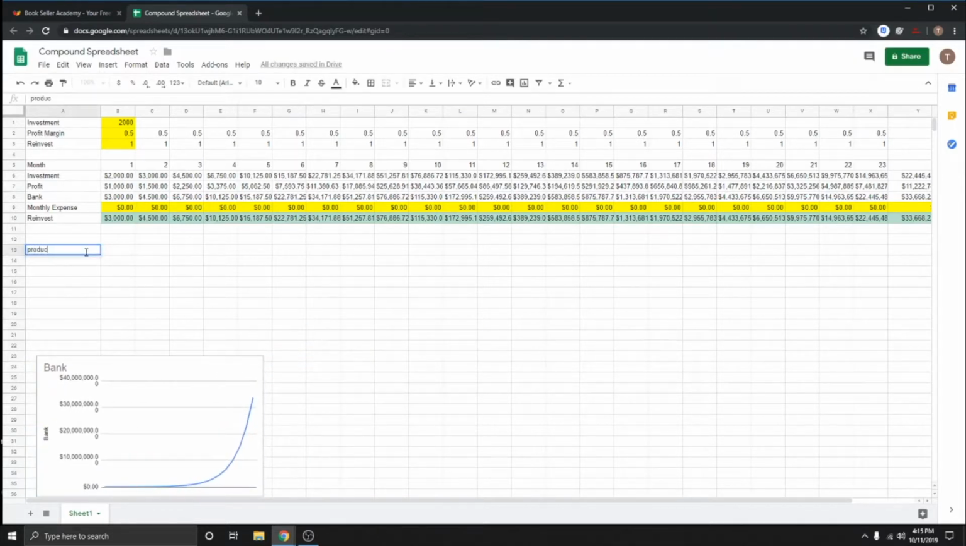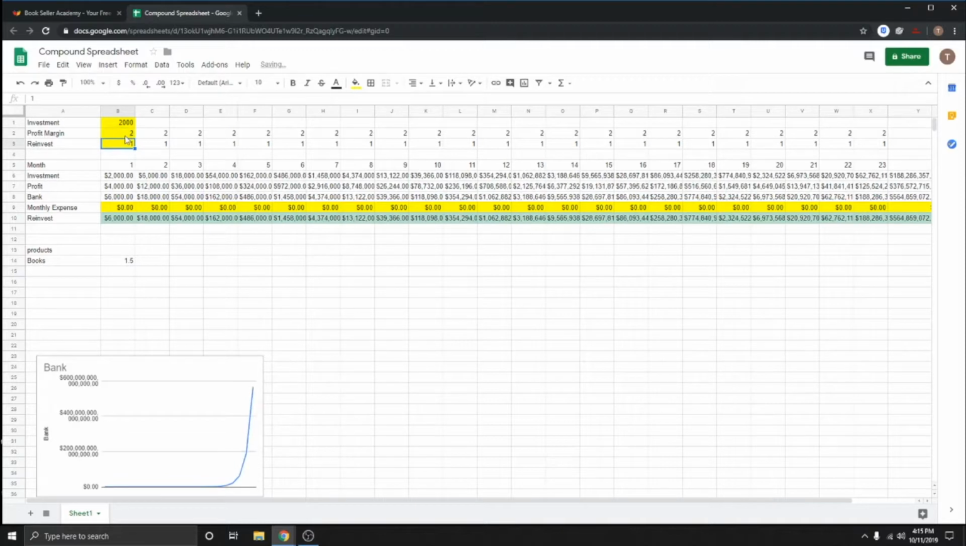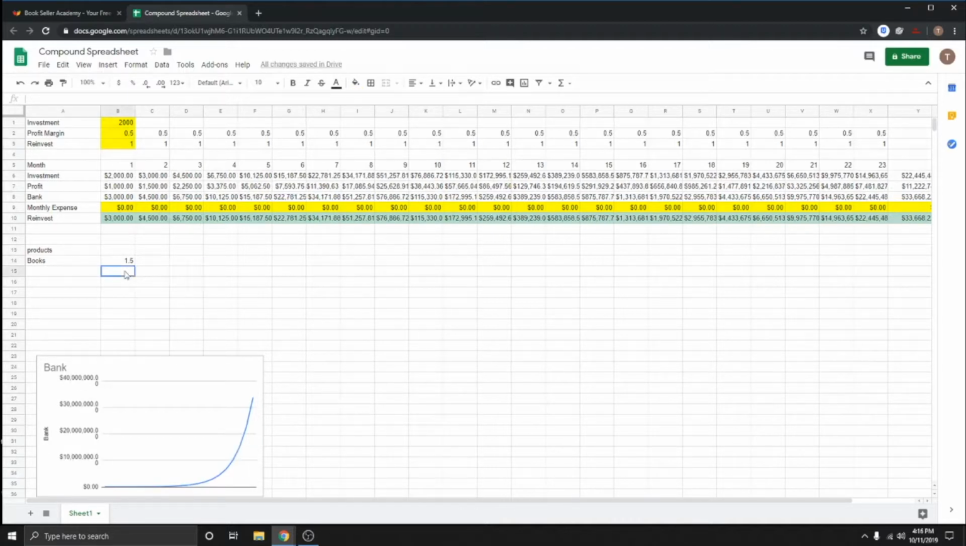Let's look at the products, right? For books, we're looking at a cost of $1.50. So how many books do you really need to get for the first month in order for this kind of scenario to happen? I know the profit margin is 50%. You could change it to 200 if you wanted to, but just for demo purposes, let's just say our profit margin is 50%.